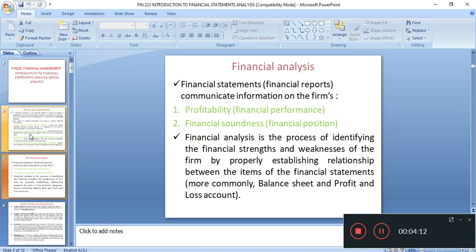Financial analysis is the process of identifying the firm's financial strengths and weaknesses by properly establishing the relationship between the items of the financial statements, more commonly the balance sheet and profit and loss account. Here, financial analysis is a process where you identify the financial strengths and the weaknesses of the firm.